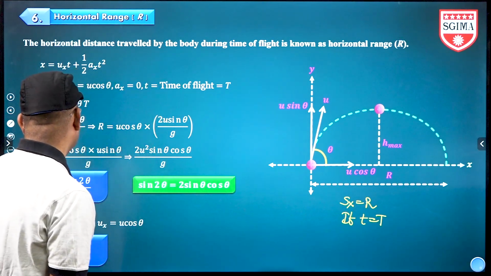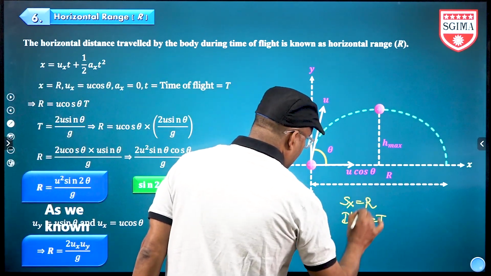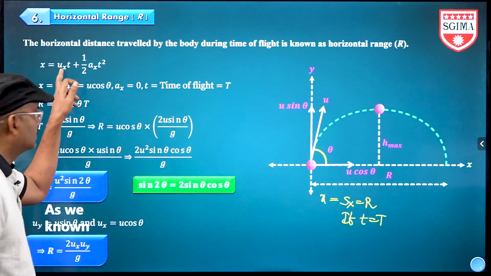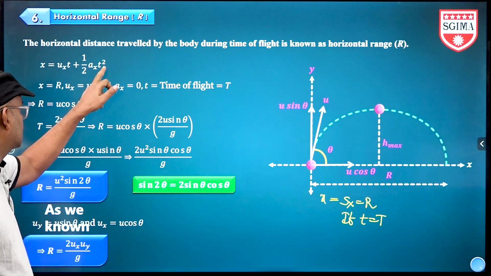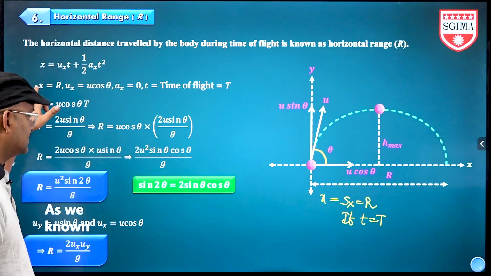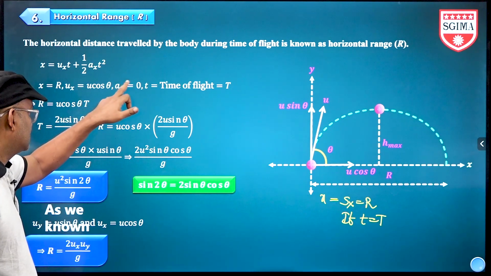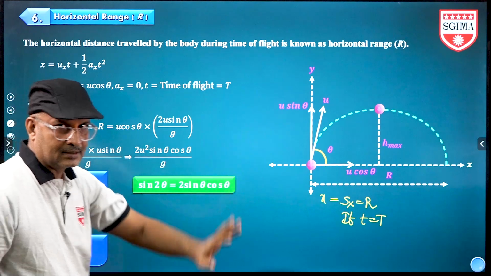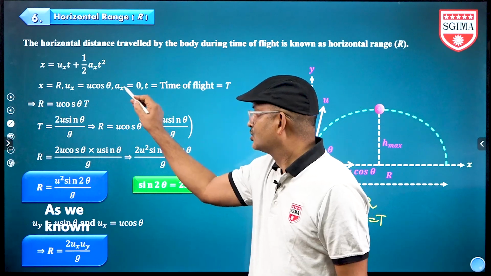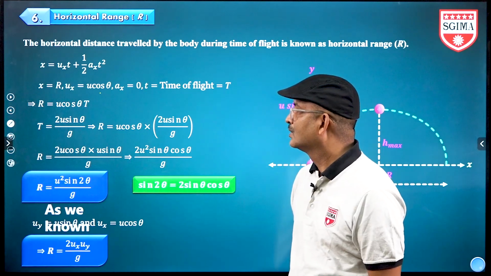So, we can write that Sx, let us take, Ax. So, Sx is equal to uxt plus half axt square. I am using the formula s is equal to ut plus half at square, but along the x direction. Sx is the range r, ux is equal to u cos theta, ax is 0, t is time of flight. Now, r is equal to u cos theta times t, where t is time of flight.